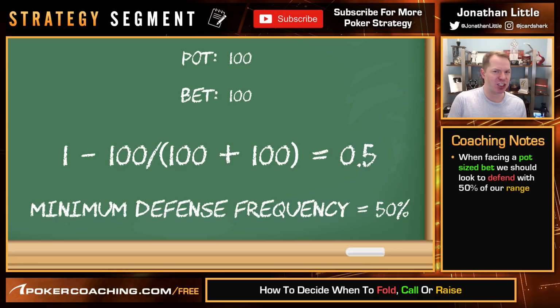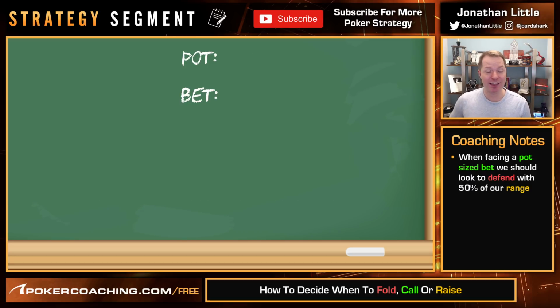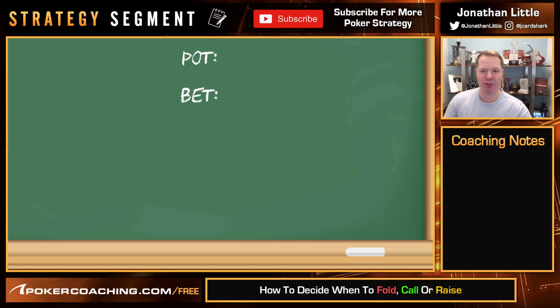Now, when you're in position, you're often going to defend a little bit more. When you're out of position, you're often going to defend a little bit less. But if you're folding in this scenario, something like 80% of the time when your opponent bets, you're probably folding way, way, way too often.